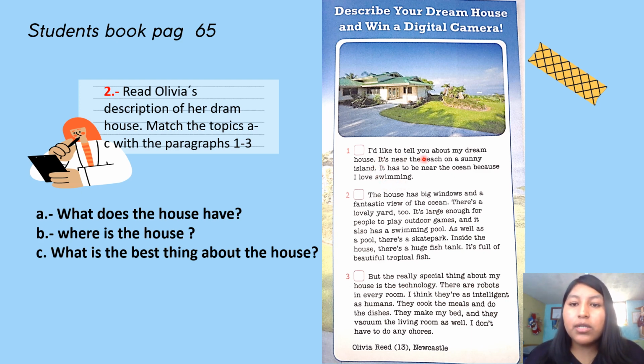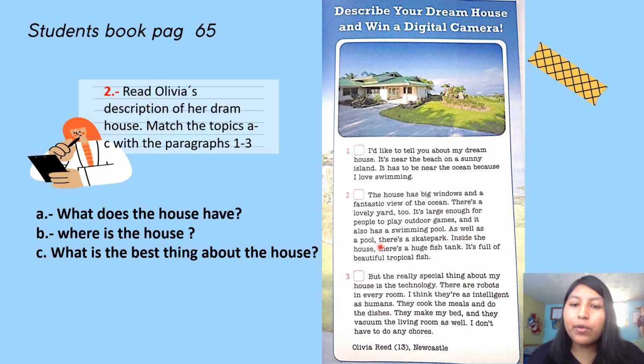I like to tell you about my dream house. It's near to the beach on a sunny island. It has to be near to the ocean because I love swimming. The house has big windows and a fantastic view of the ocean. There's a lovely yard too. It's large enough for people to play outdoor games, and it also has a swimming pool.